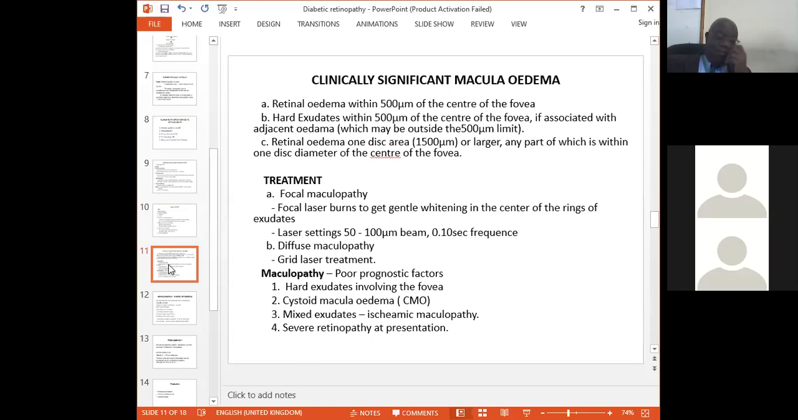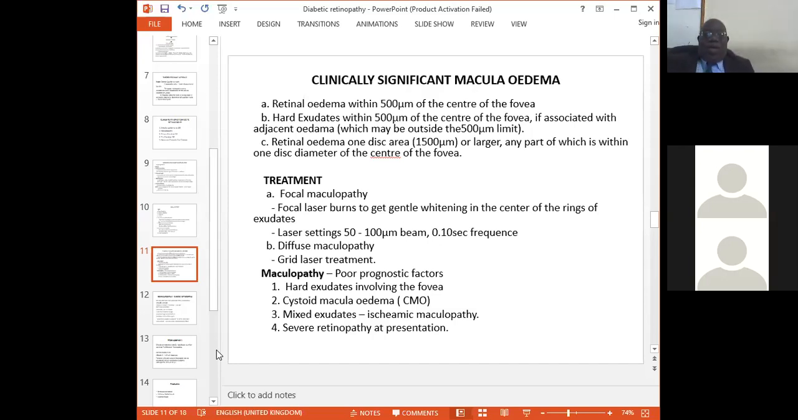Clinically significant macular edema. This is a terminology you hear in ophthalmology a lot. Clinically significant macular edema is retinal edema within 500 micrometers of the center of the fovea. Hard exudates within 500 micrometers of the center of the fovea if associated with adjacent edema, which may be outside the 500 micrometers limit.